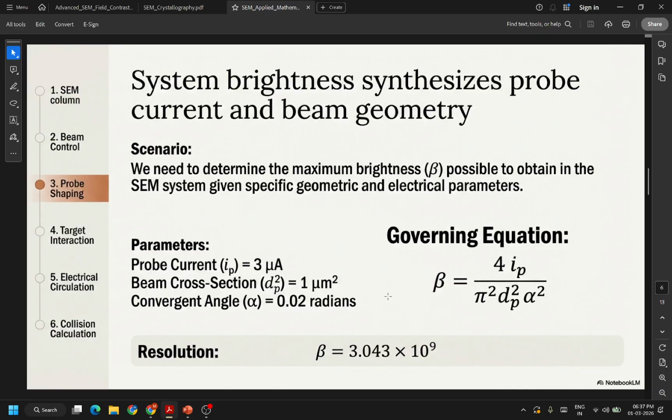So when you come to probe shaping, the beam geometry is given using the brightness of the sample, and the brightness is given using certain geometrical and electrical parameters. So the formula is beta equals 4 Ip by pi squared dp squared alpha squared, where Ip is your probe current, dp is your beam cross section, and alpha is your convergence angle. That should be able to give your beta.